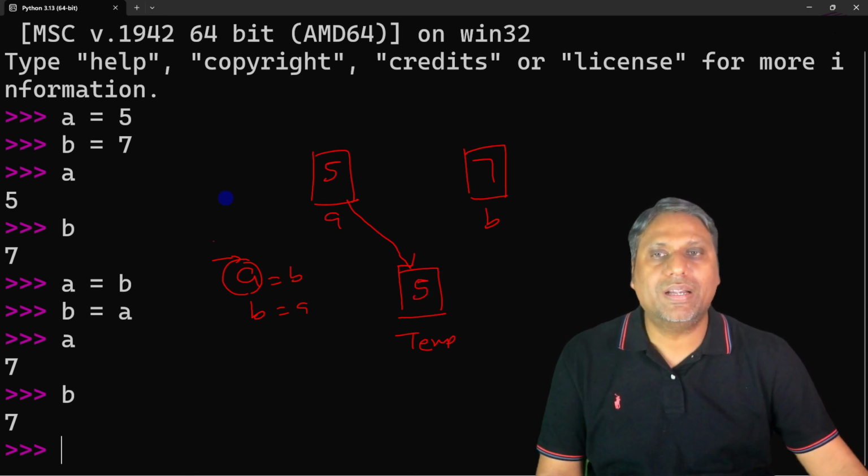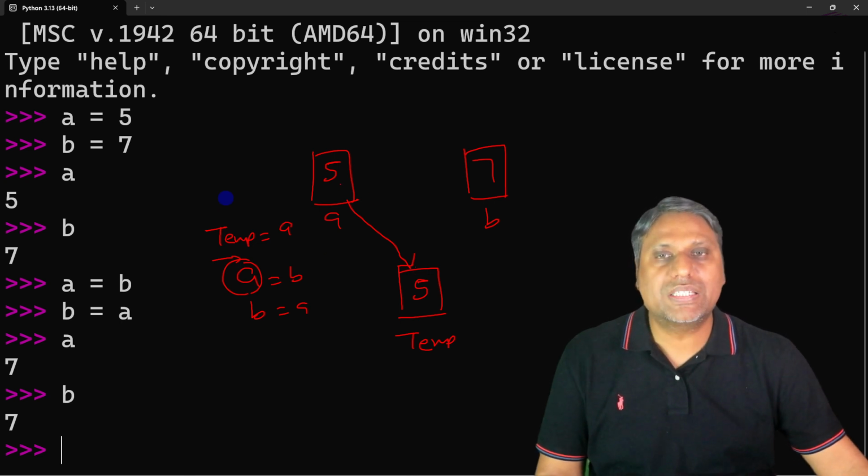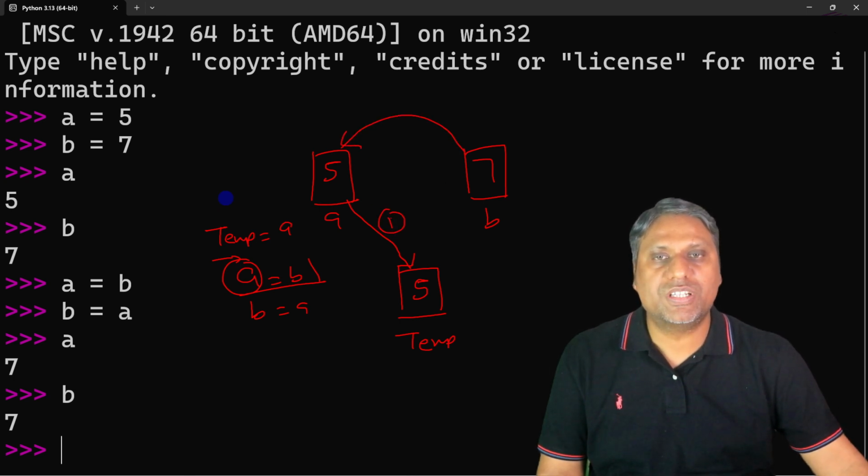So how will I write it? I will say temp is equal to A, isn't it? Now temp holds the value of A. Perfect. Now I have saved this value somewhere, so it's perfectly fine to overwrite it. Now I will execute A equal to B. So the value of B will come to A. Remember, this was the first step and this is the second step.